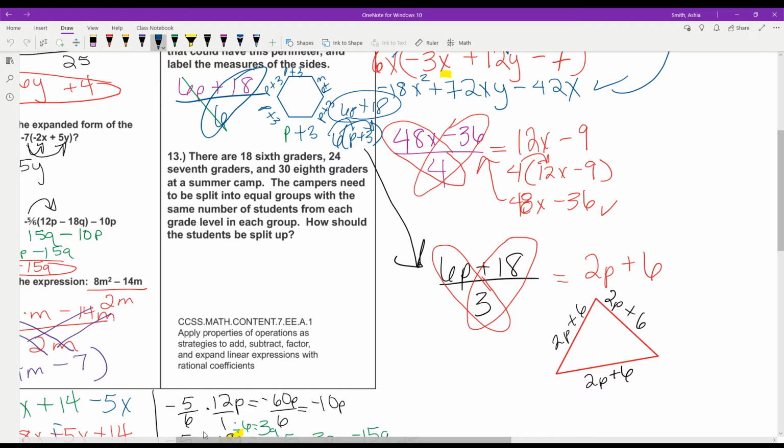All right, so we have 18 students, 24 students, and 30 students. So what we're going to do is take these numbers and simply find the greatest common factor. The greatest common factor between the 3 numbers will be 6. And in each group, you will have 6 students.